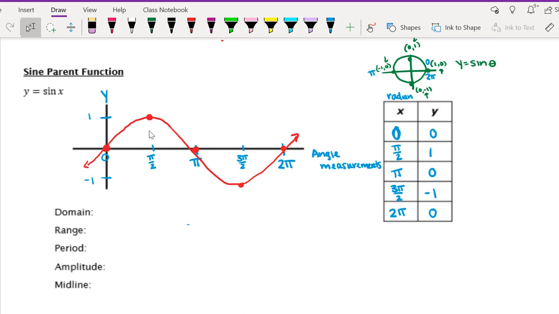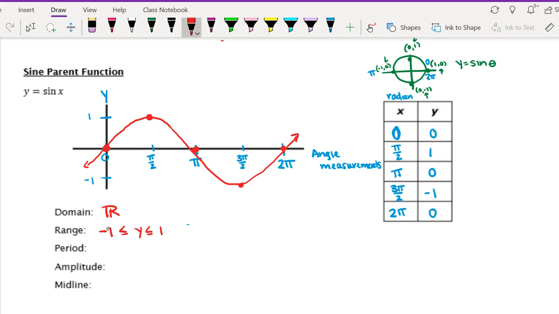This is the parent, okay? Every function has a parent before you make any shifts, okay? So the domain, remember that's our x values. If I look at the x values, it's going to keep going to the right, it's going to keep going to the left, so the domain is all real numbers. The range is the highest and the lowest the function will travel. For the parent function, notice how the maximum value is 1 and the minimum value is negative 1. So the range is y is between 1 and negative 1.